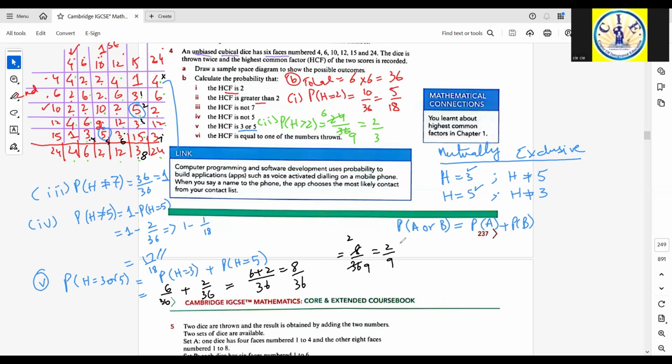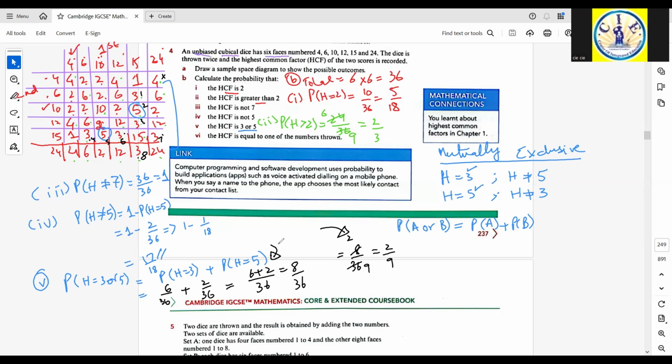So the probability is again, if we do it as a whole or if you do it considering H equals to 3 and 5 to be mutually exclusive events. So again, in both the cases, you get the same answer, 2 by 9. Okay.